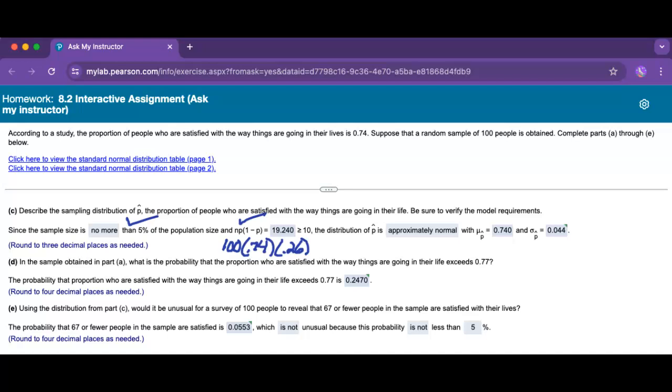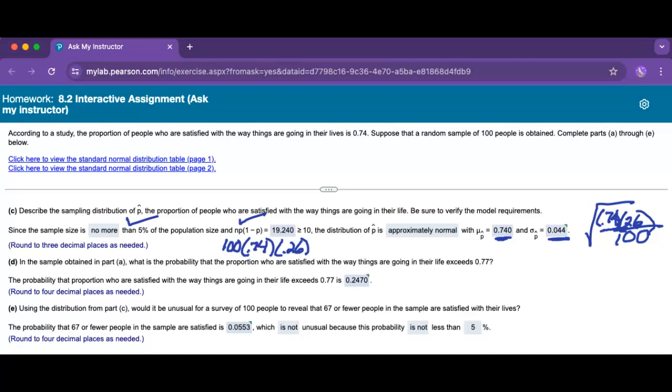So the p hat is going to be normal, and the mean is the same as the probability of success. So that's the 0.74. And to find the standard deviation, this is where we take the square root of p times q divided by n, 0.74 times 0.26 divided by 100. And when we do that, we get this answer, to 3 decimal places, 0.044.